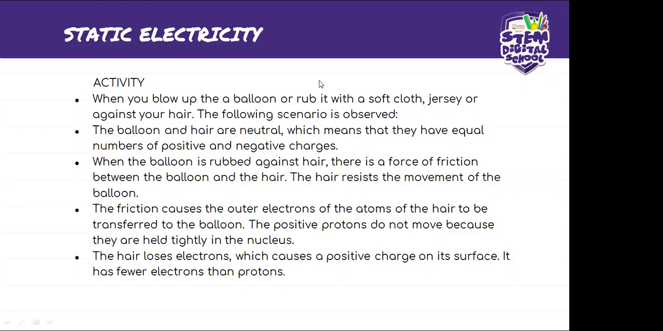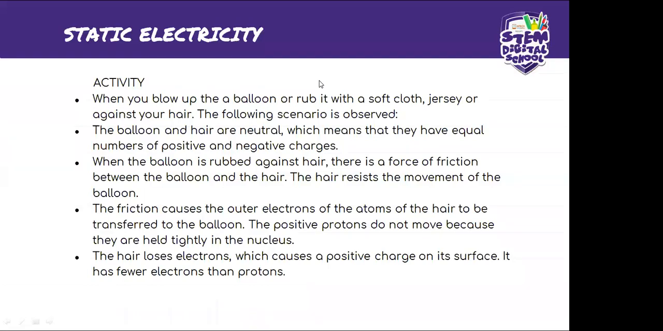When the balloon is rubbed against your hair, so if you were having a pen or a comb, when you rub the pen against your hair, there is a force of friction between the balloon, in this case your pen, and the hair. The hair resists the movement of the balloon. So the friction between them causes the outer electrons of the atoms of the hair to be transferred to the balloon. The positive protons do not move because they are tightly held in the nucleus. Remember, I told you we only have electrons interacting.